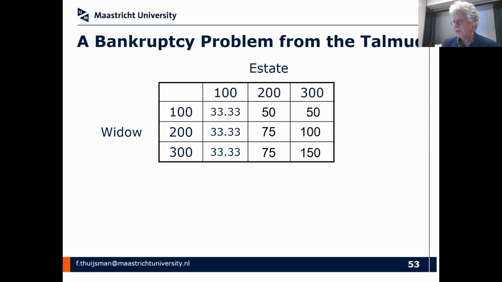We see the claims of the widows on the left-hand side. We see the bank account number in the top row, 100, 200, 300. And in the columns, we then see how the amount is split across the women. So we see something called equal division in the left column. We see proportional division in the right column. We see 50, 75, 75 in the middle column.